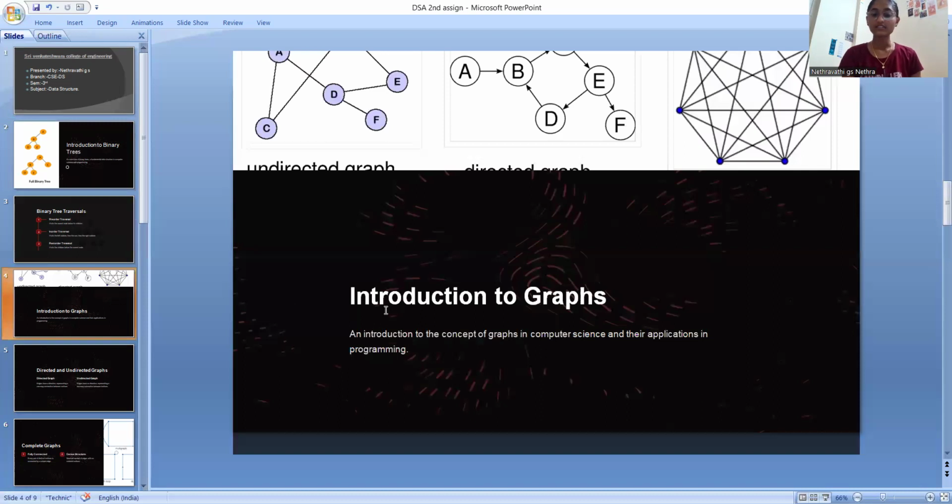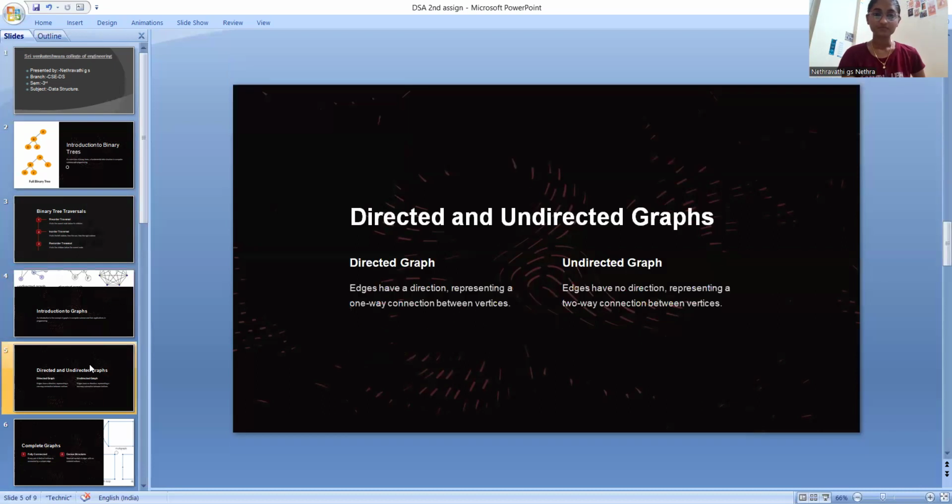Now, let's introduce the graph. This is an introduction to the concept of graphs in computer science and their application in programs. It is also an important concept in computer science and programming languages. Here I try to show the different types of graphs: the undirected graph, the directed graph, and the complete graph. And then the directed and undirected graph.